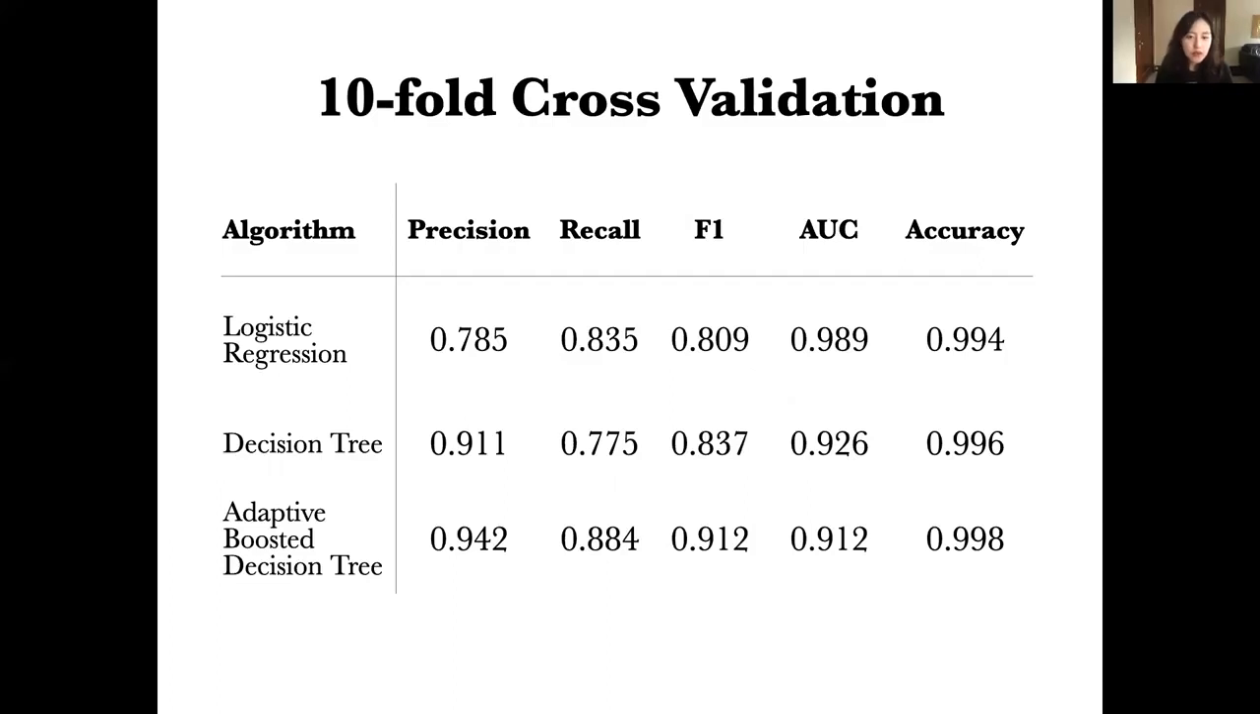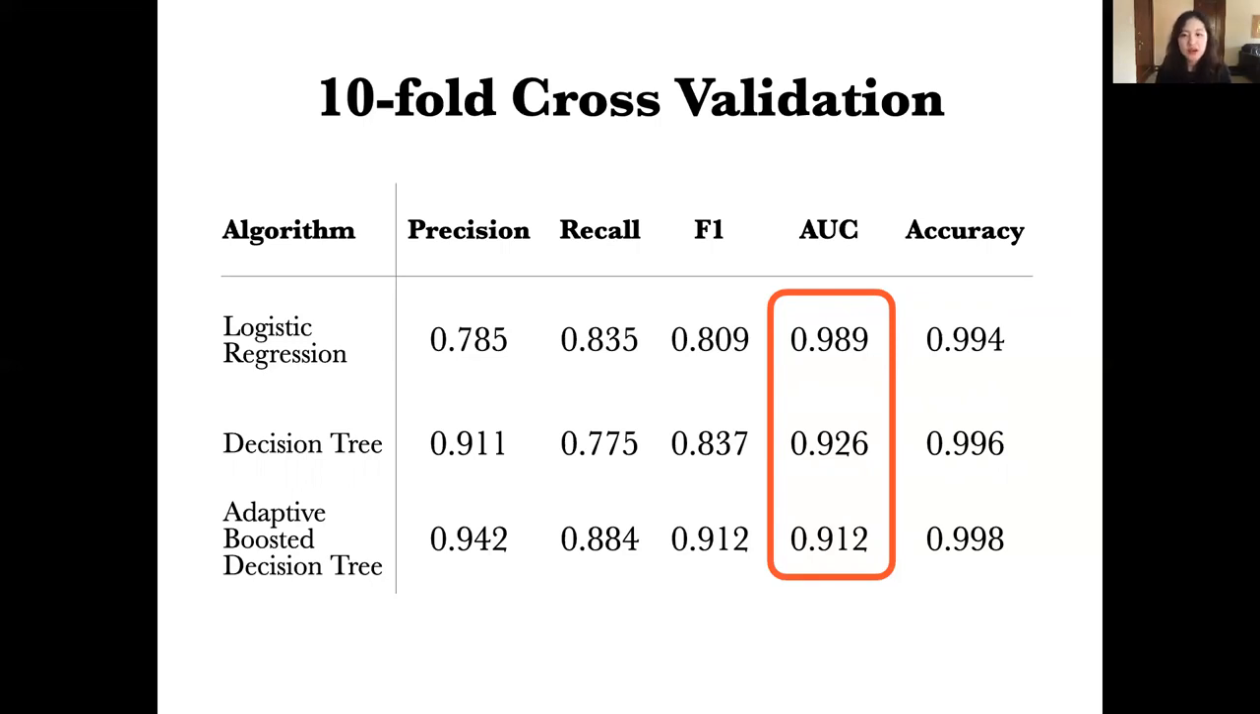I first want to mention that accuracy is not the right metric here, because the data set, to recap, was very highly imbalanced. So instead of accuracy, I'm first going to talk about the AUC. As you can see, across all 3 classifiers, all of them had AUC above 90%.